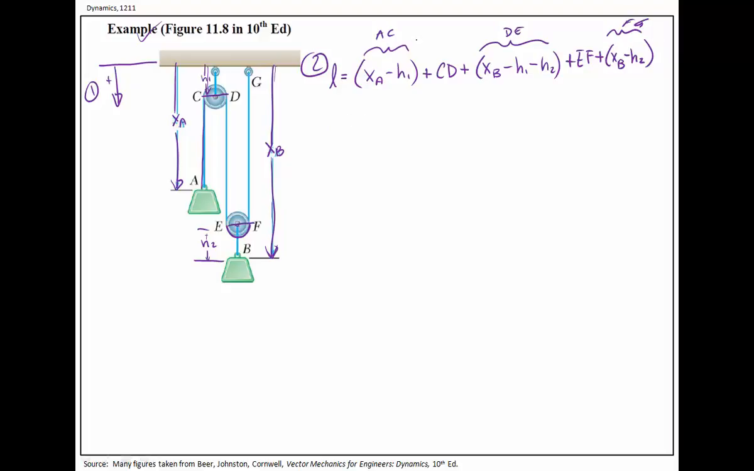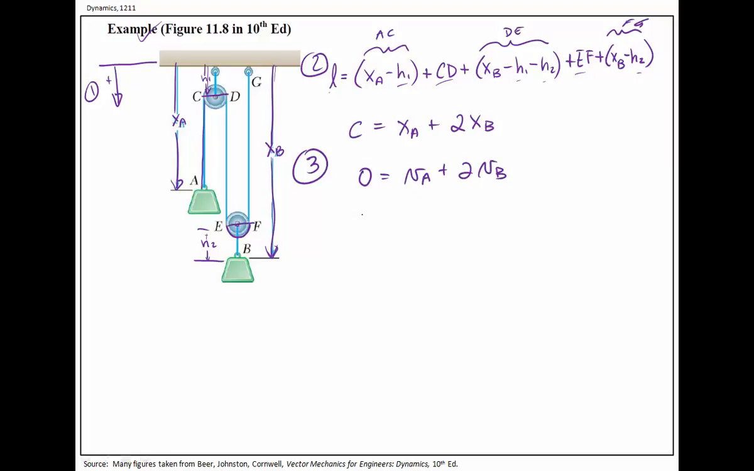Okay, so if I want, I could go ahead and lump all the constants together. I could take this H1 and bring it over here. I could take the H1 and H2 and H1. I could take the CD and the EF. I could lump all those together and say that this is going to be XA plus 2 times XB, right? And now for step 3, we take the derivative of it, and we say that's VA plus 2VB, right?